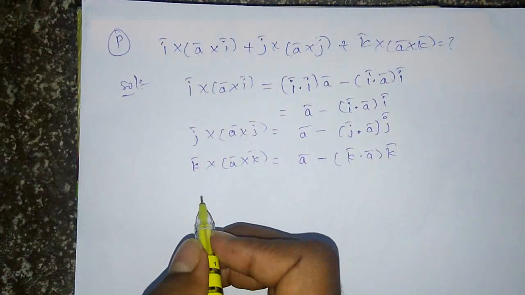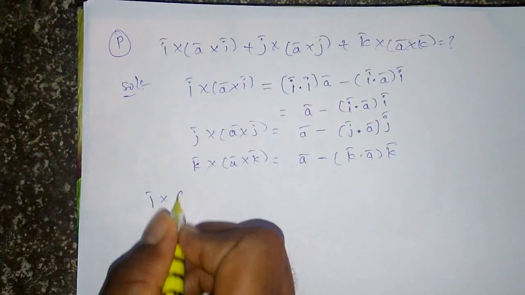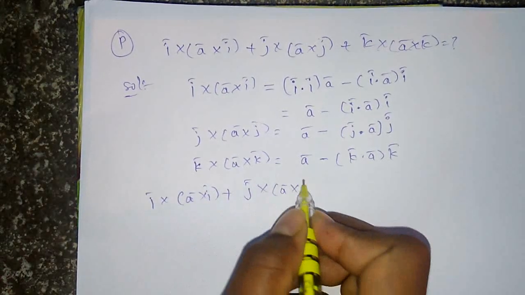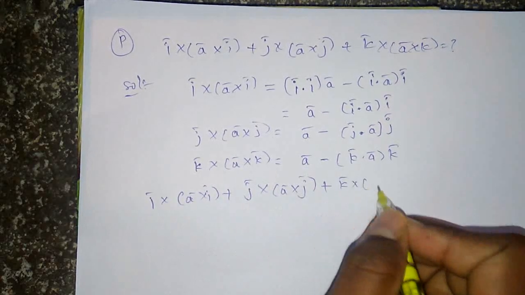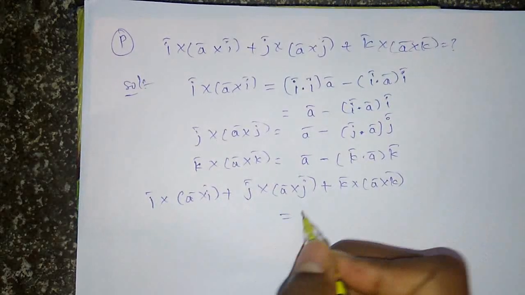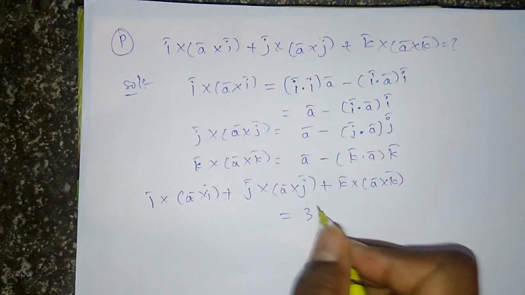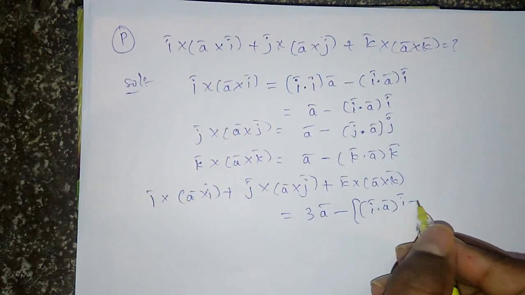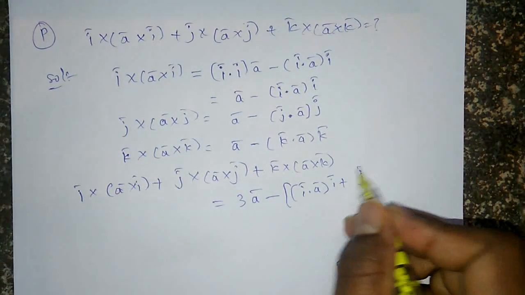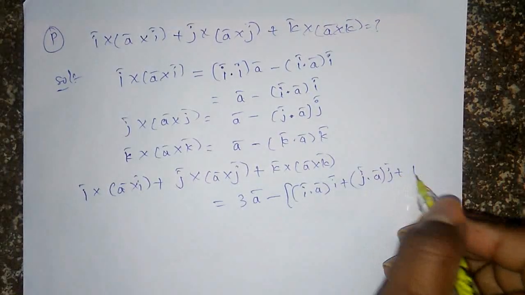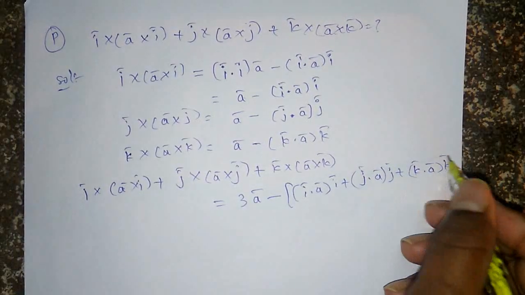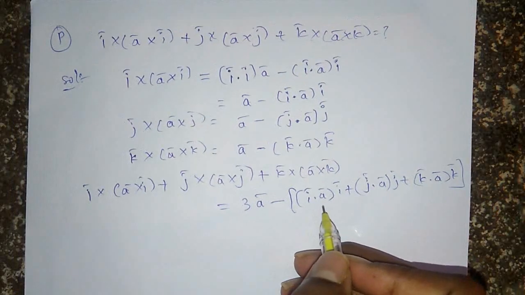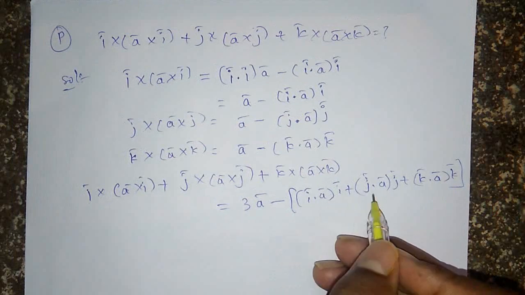Now adding these three, you will get i cross a cross i plus j cross a cross j plus k cross a cross k. You will get what? a bar plus a bar plus a bar, that is 3a bar minus, what is this? i bar dot a bar into i bar plus j bar dot a bar into j bar plus k bar dot a bar into k bar. So how to find this value? We already calculated it in the same video. Its value is a bar.